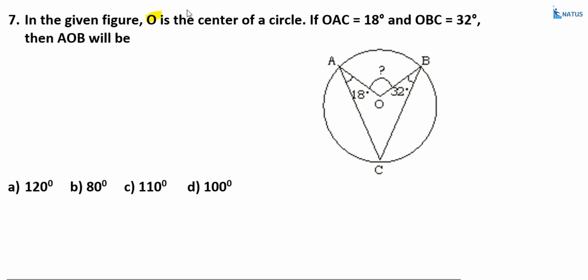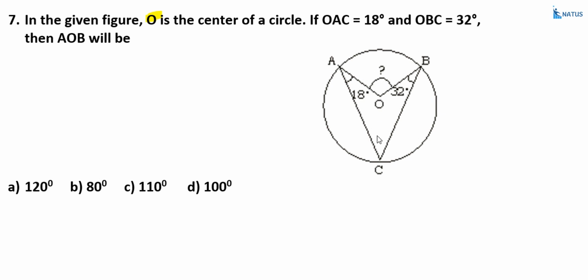In the given figure, O is the center of a circle. OAC is 18 degrees. OBC is equal to 32 degrees. Then find the AOB, this angle. Right? This angle is 2 times of this angle or not? In a circle, suppose any angle subtends at the center and is subtended at any point on the circumference of this circle, then what happened? This angle must be twice that of this angle.